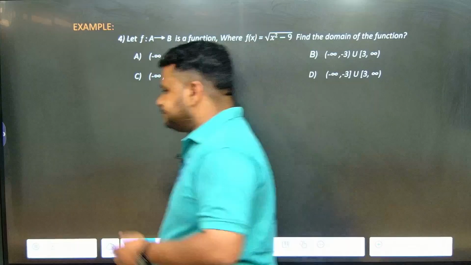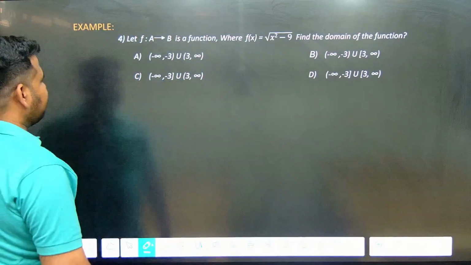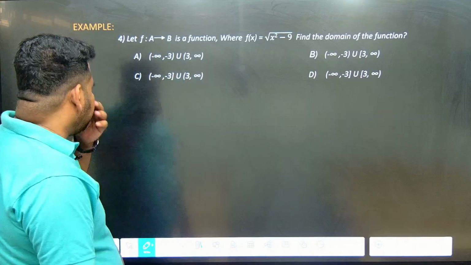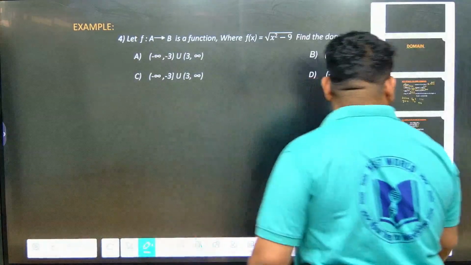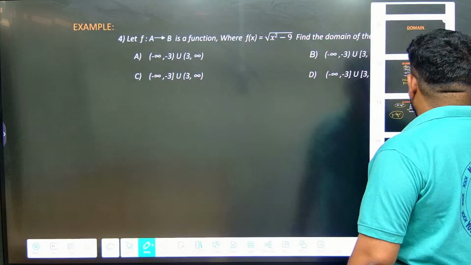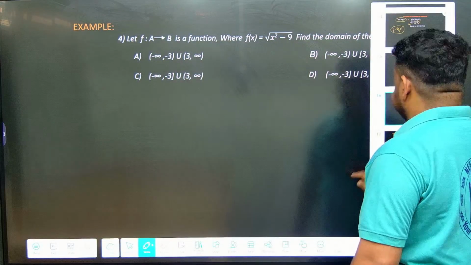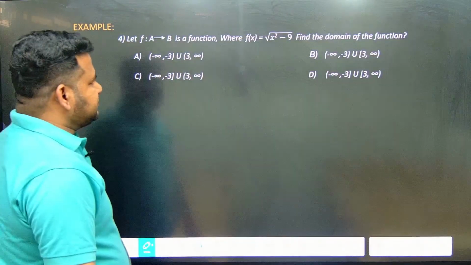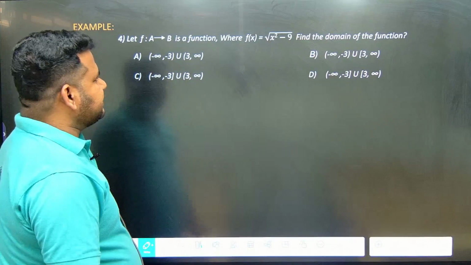Observe here carefully. I think I skipped one question. It is question number 3. They have given a function from A to B where f of x is the square root of x square minus 9. Find the domain of the function.